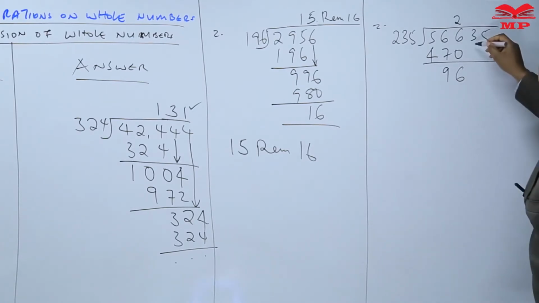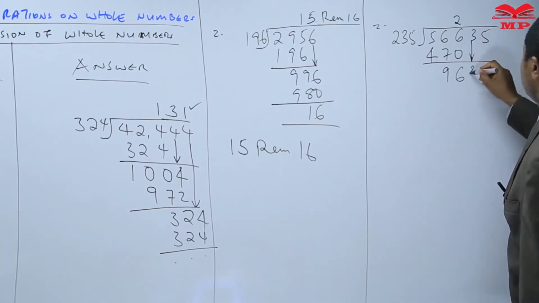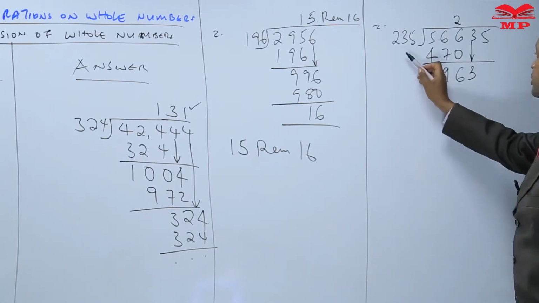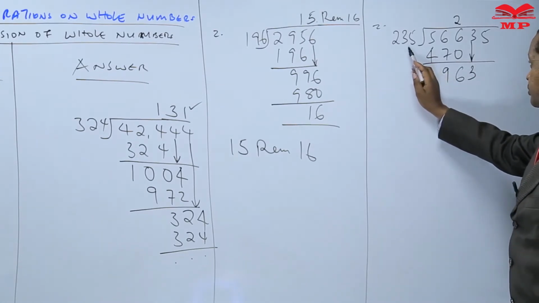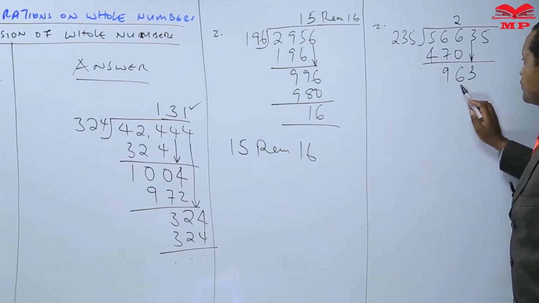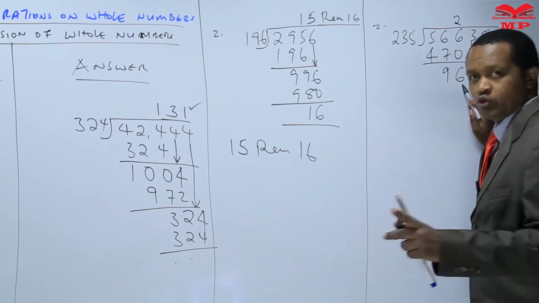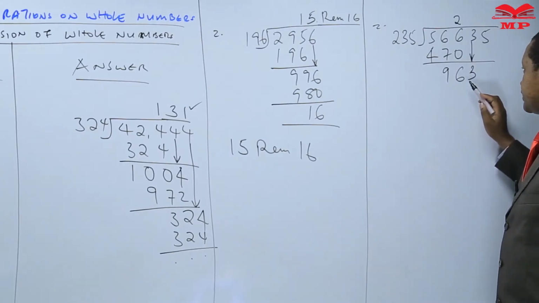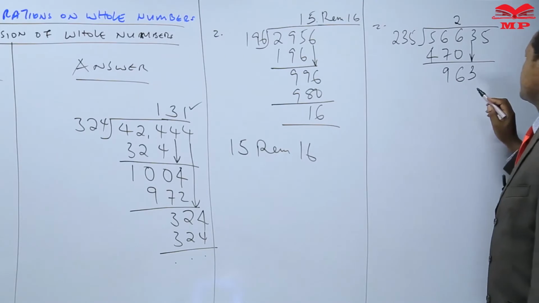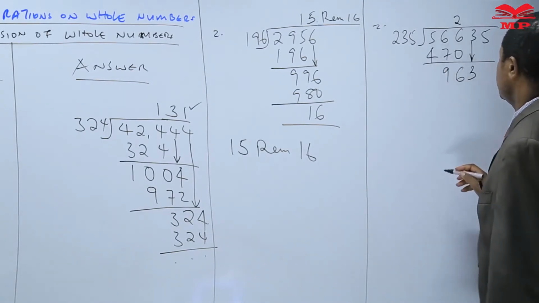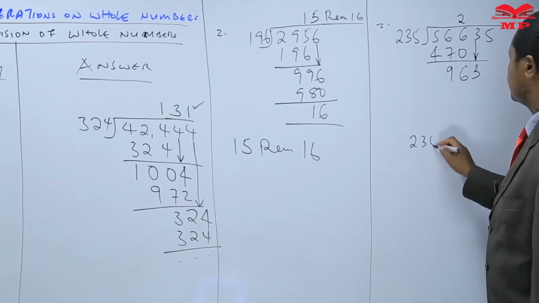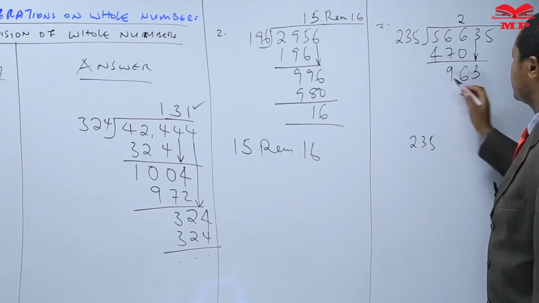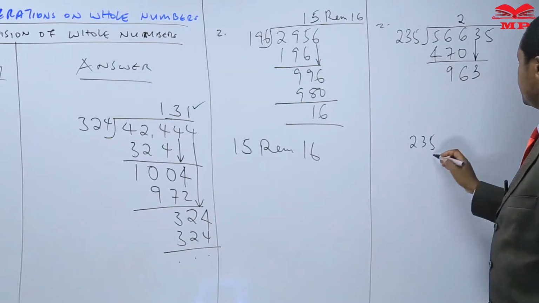So we bring these 3 down. Then we get a number. If you multiply by 235, should give us 966 or close to 966. That is a number that we can divide by 235. So 235, how many times does 235 go into 963? Let's try 4.